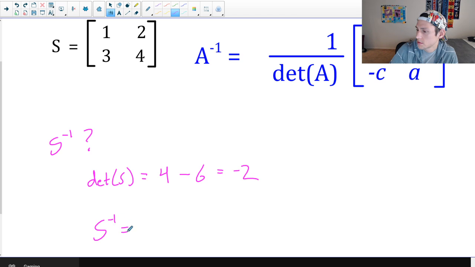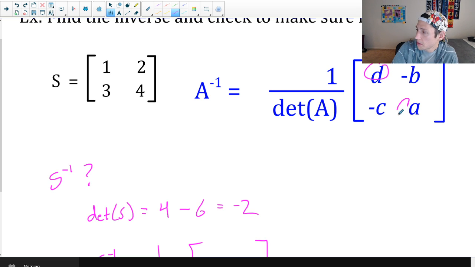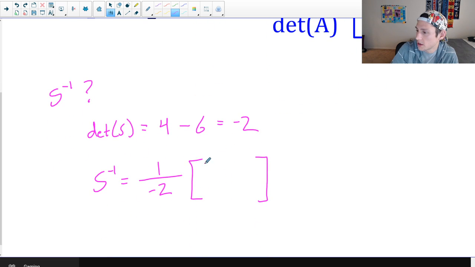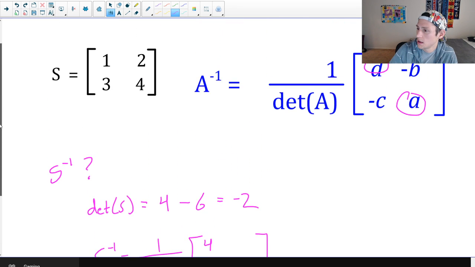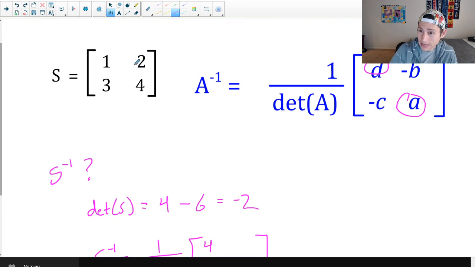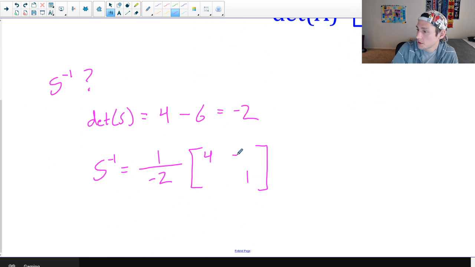Great. So let me now just follow the formula. The formula says 1 divided by the determinant, so 1 divided by negative 2. And then for the actual entries of the matrix, just swap A and D. So 1 and 4, I'm going to switch those places. So now it becomes 4 and 1. And then for the 2 and 3, I'm going to leave those where they are. I'm just going to put a negative sign on them. So instead of 2 and 3, I have negative 2, negative 3.